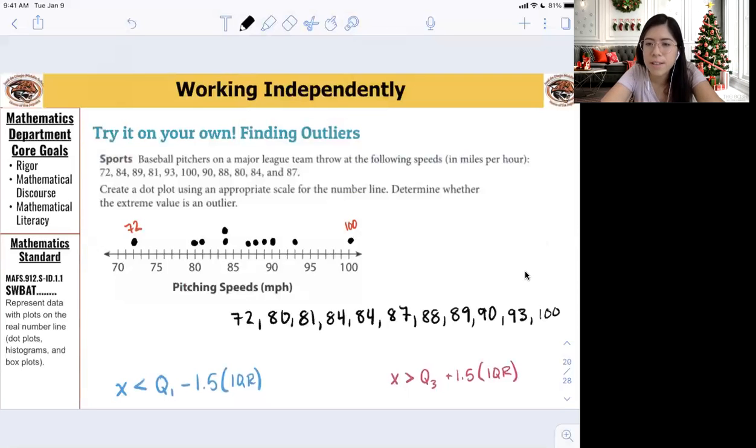Nice, guys. I'm seeing lots of correct answers. Okay, if you're still working, I'll give you about 1 more minute, but if you already got Q1, Q3, and the IQR, use those inequalities. See if you can figure out whether 72 and 100 are outliers.